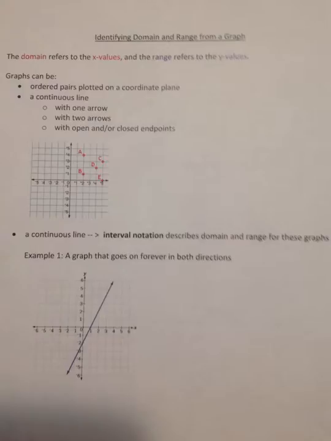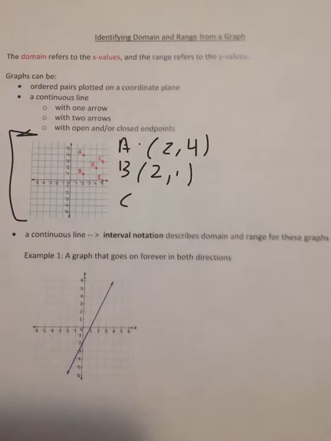So this coordinate plane right here, we're going to look at the domain and the range. And so I'm just going to have us write down what each point is. So the A here is at 2, 4. And the B is at 2, 1. The C is 5, 3. The D, put that up here, is 4, 2. And the E is 5, 0.